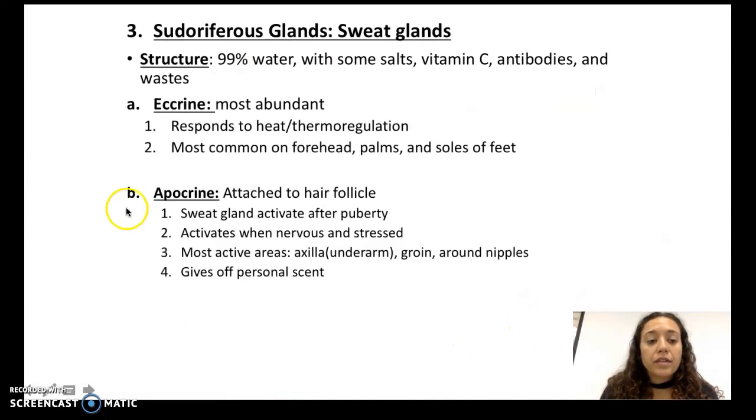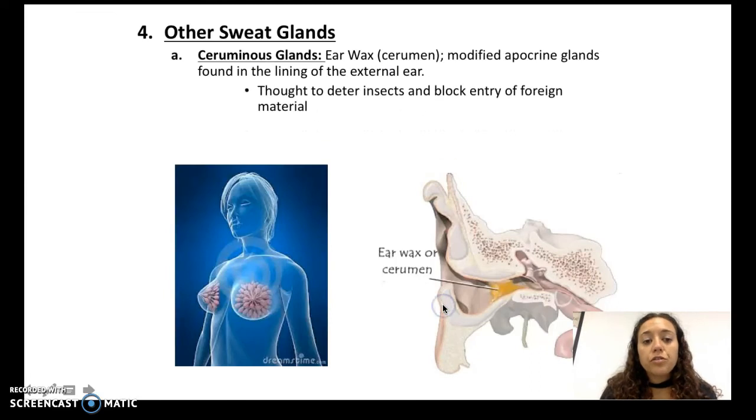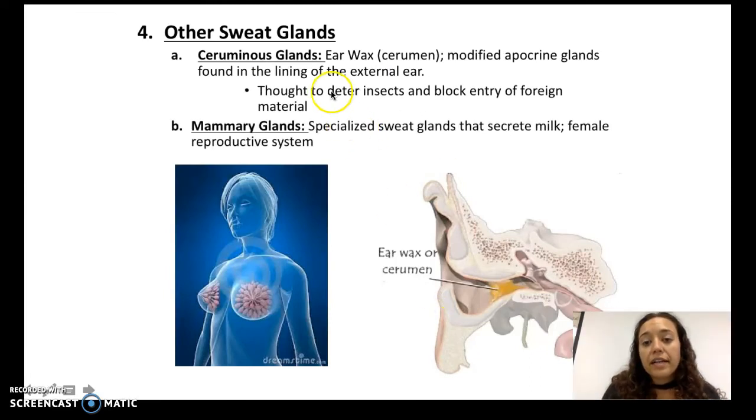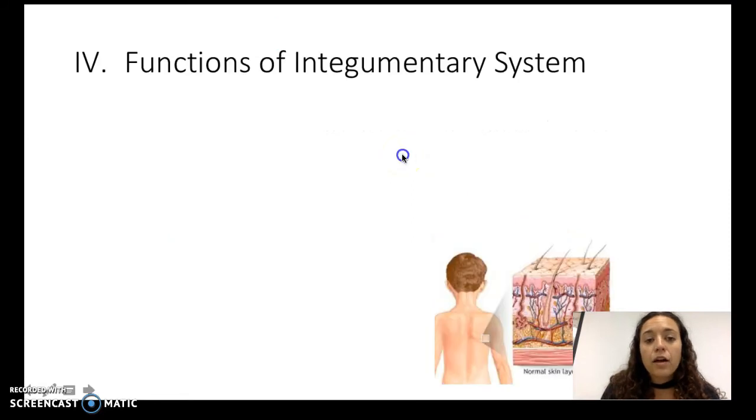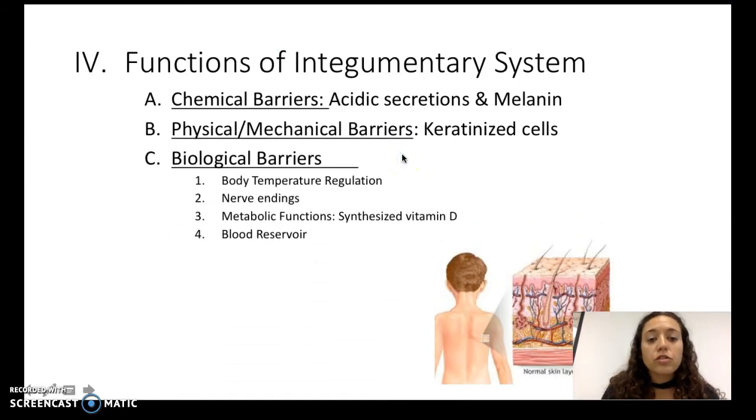Knowing the difference between an eccrine and apocrine: eccrine is going to be for thermoregulation. Apocrine is activated after puberty. It's going to be more nerve and stress related, and it gives off your personal scent. Please make sure you know that ceruminous and mammary glands are part of sweat glands. They're a vital part.